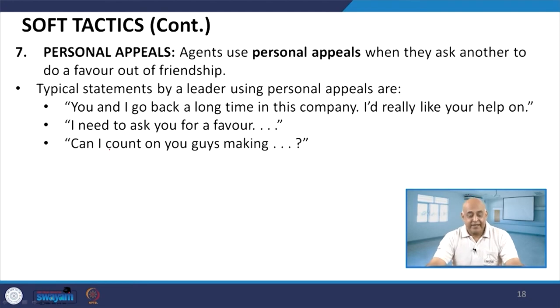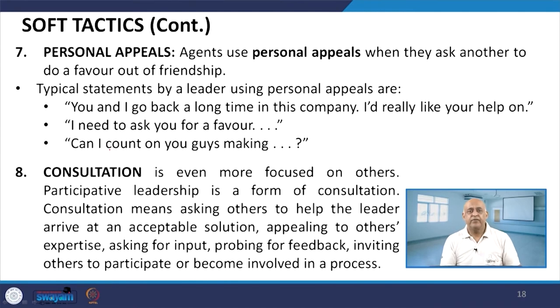Then there are personal appeals. Agents use personal appeals when they ask another to do a favor out of friendship. Typical statements by a leader using personal appeals are, "You and I go back a long time in this company, I would really like your help on this." You are influencing that particular person by making a personal request to that target, asking him for a favor: "I need to ask you for a favor." So whenever we talk about personal appeals, we are definitely asking for a favor personally.